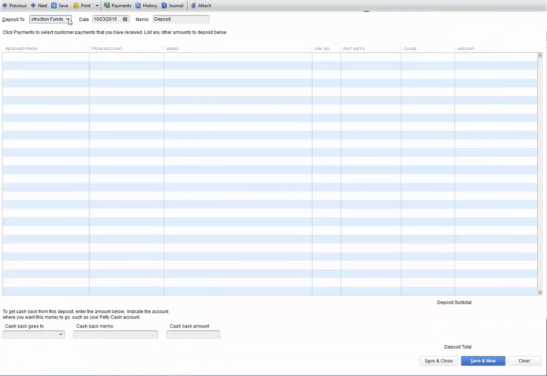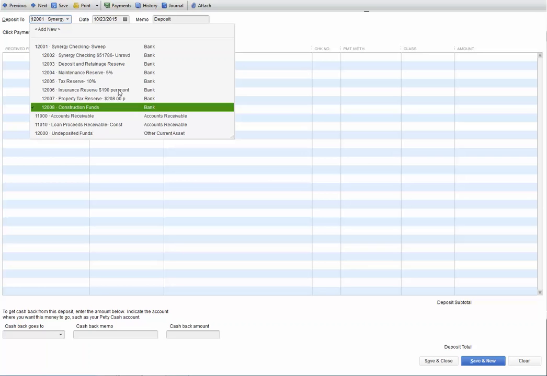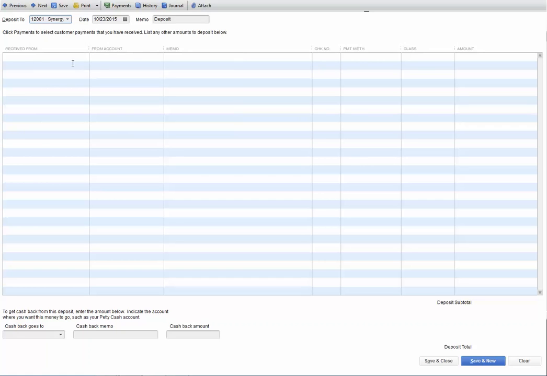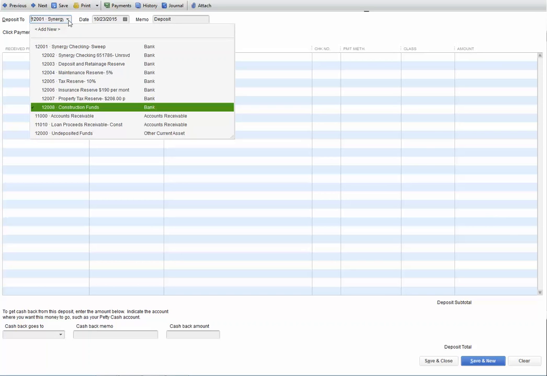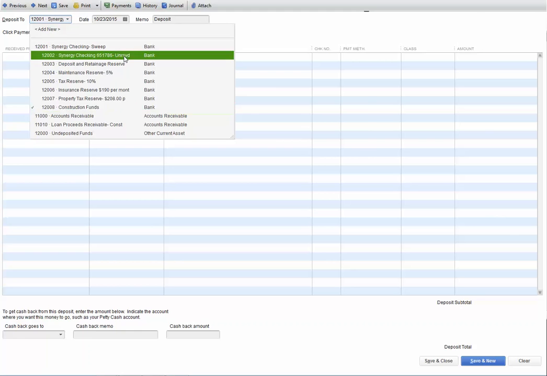So for instance, if I were to record a deposit today, and those funds were construction funds, possibly from a loan at the bank, and their sole purpose is to construct a building, well, I don't want to put those in my unreserved funds that I can spend on anything. I want to make sure that I've dedicated them to construction funds. So I want to be sure that I pick the construction funds checking account to make my deposit to. Conversely, if I receive funds that have no dedicated purpose, I would put them in my unreserved account.